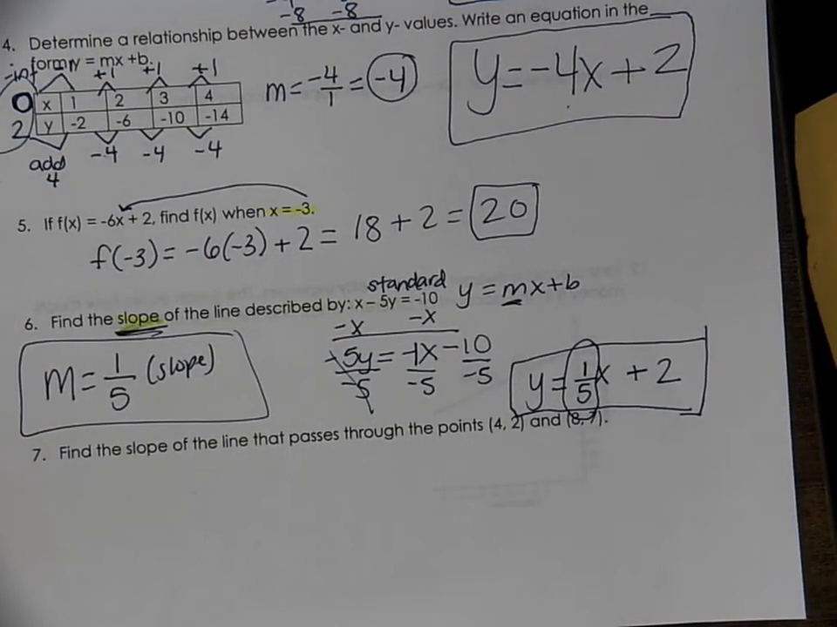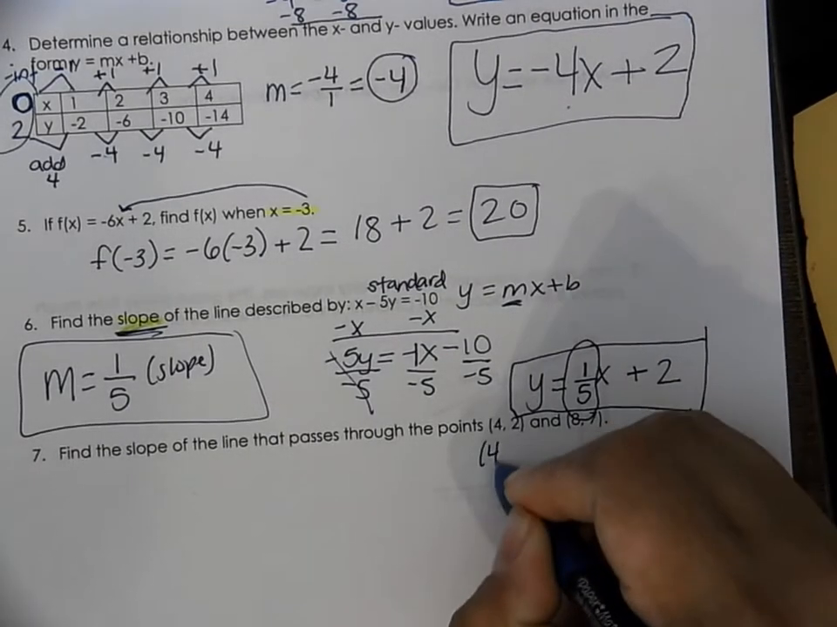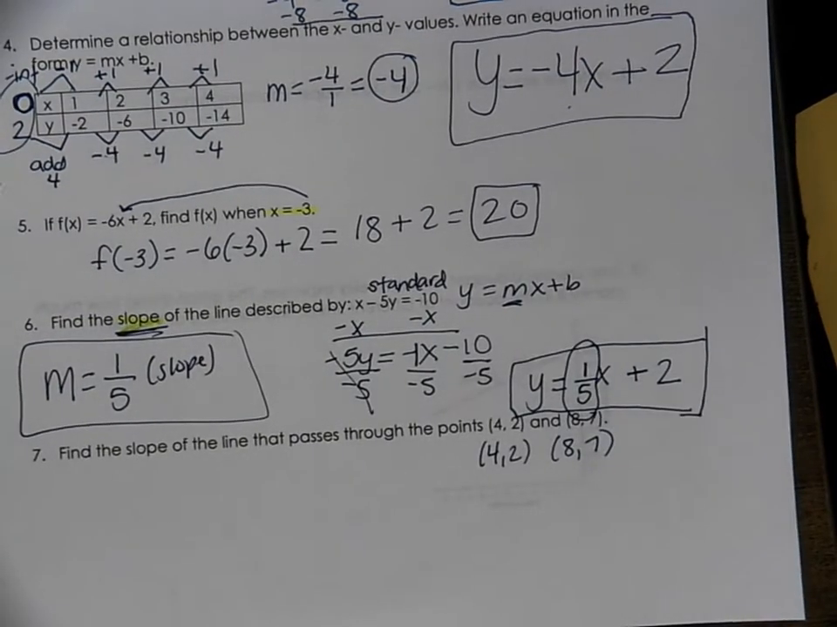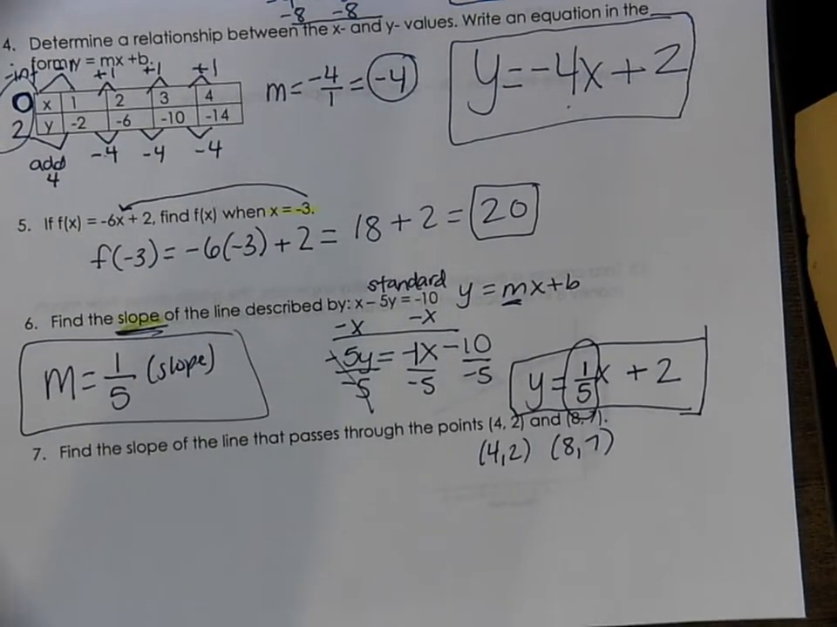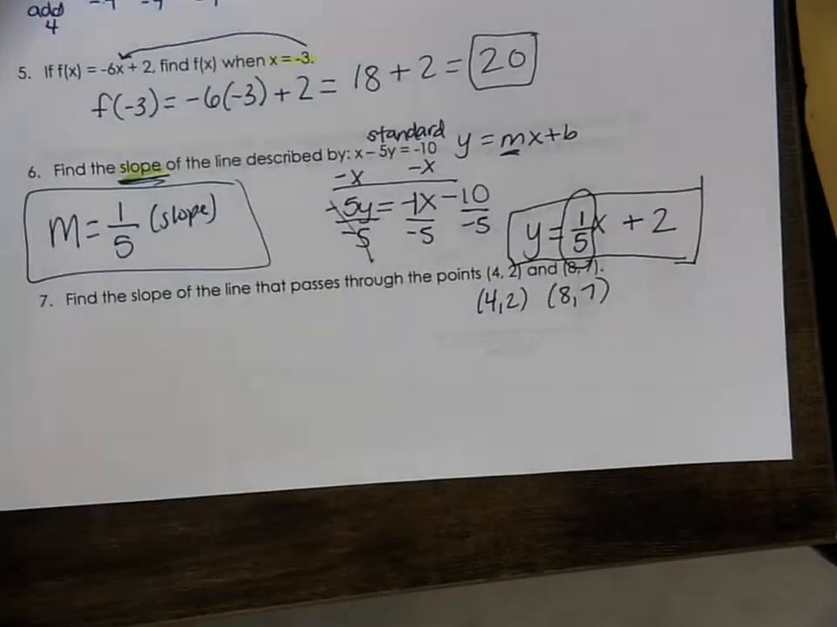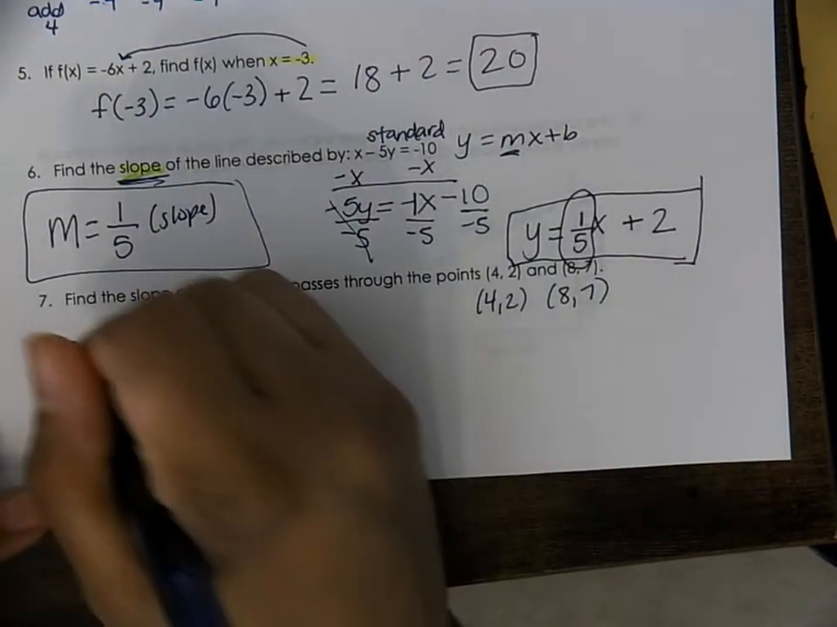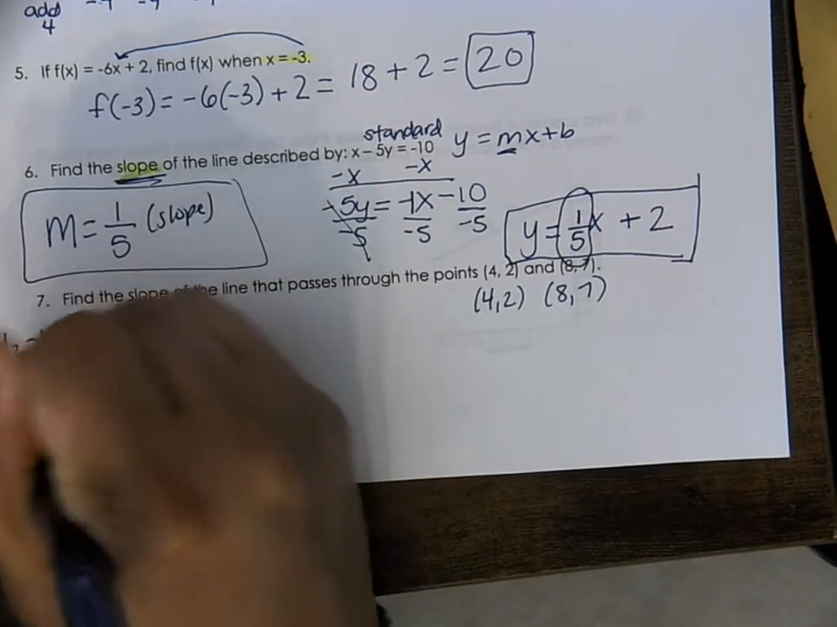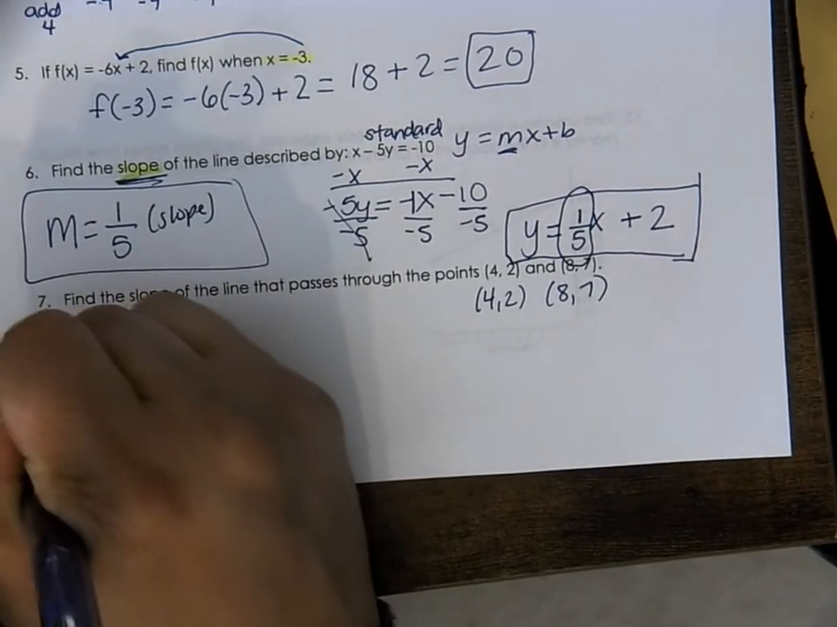Okay, and then the next question, same idea. It says, what's the slope? It's hard to see these points, so I'm going to rewrite them right under. There it is. So the points are (4, 2) and (8, 7). So let's go ahead and write the slope formula. I'm going to write the slope formula off to the side here. It's y2 minus y1 over x2 minus x1.